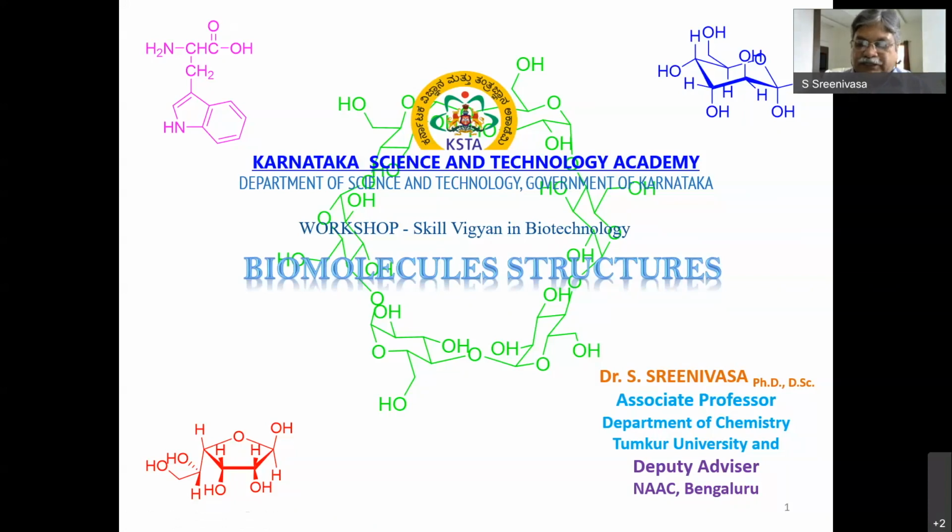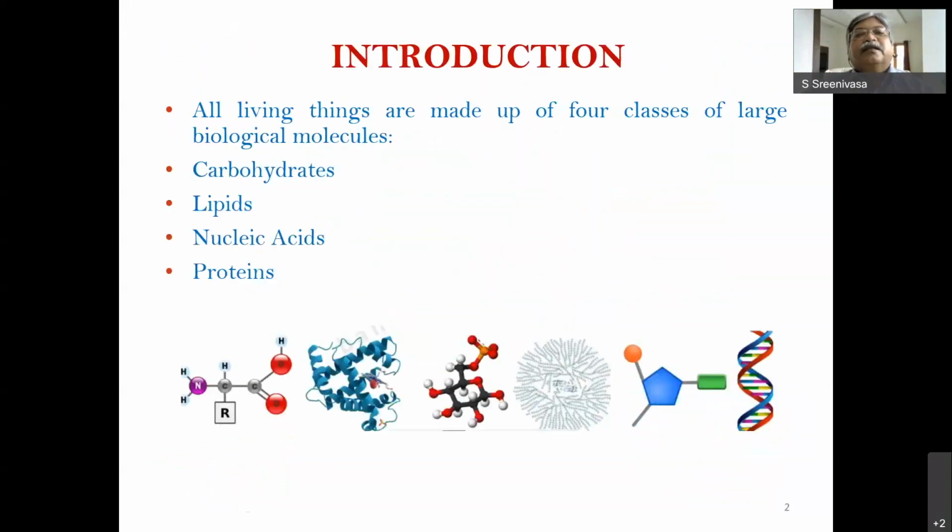I want to highlight the importance of the structure of molecules, why we have to know the exact structure of the molecules, why it is important to us, and what skills are needed to understand the molecules, in particular biomolecules. All living things are made up of four classes of biologically important compounds: carbohydrates, lipids, nucleic acids, proteins, etc.